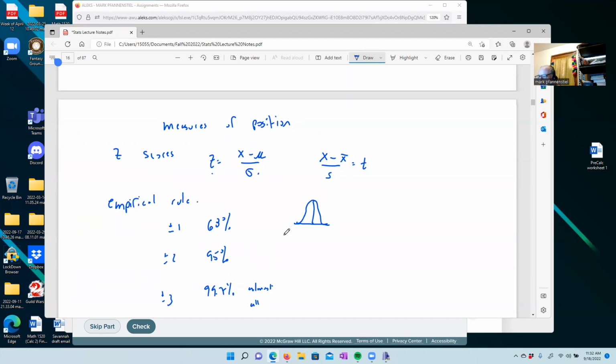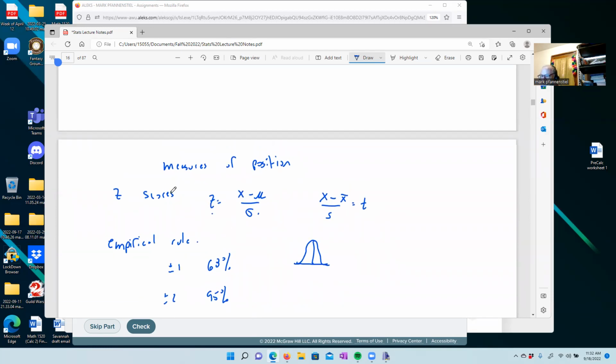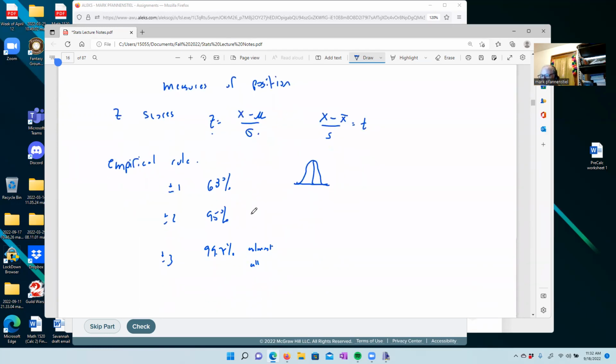So we have measures of position: z-scores, with this formula, and the empirical rule. Plus or minus 1 is 68%, plus or minus 2 is 95%, plus or minus 3 standard deviations is almost all. The z-score is just how many standard deviations away from the mean we are, so it's the key to unlocking the empirical rule. We'll go through and do some of that.